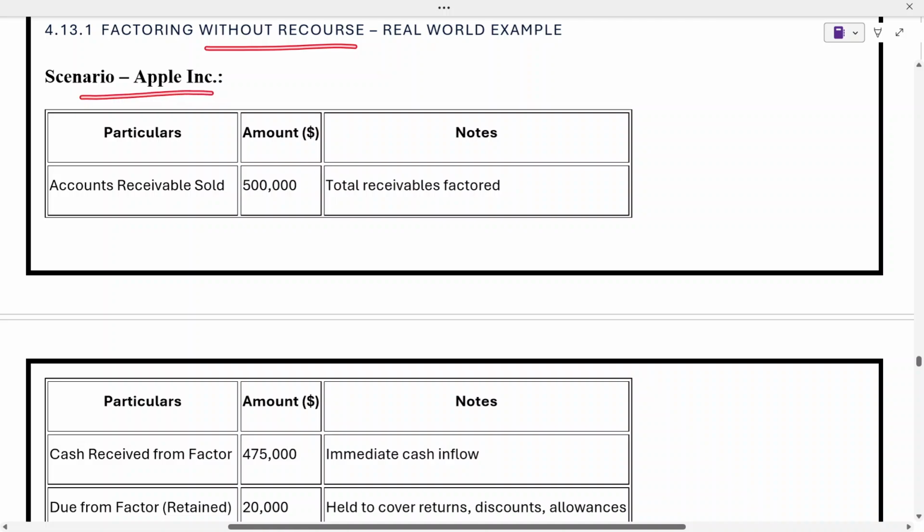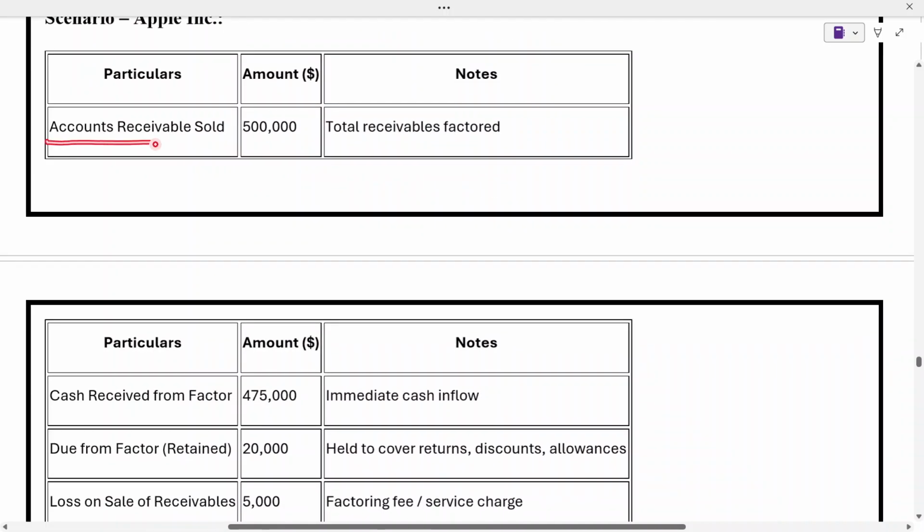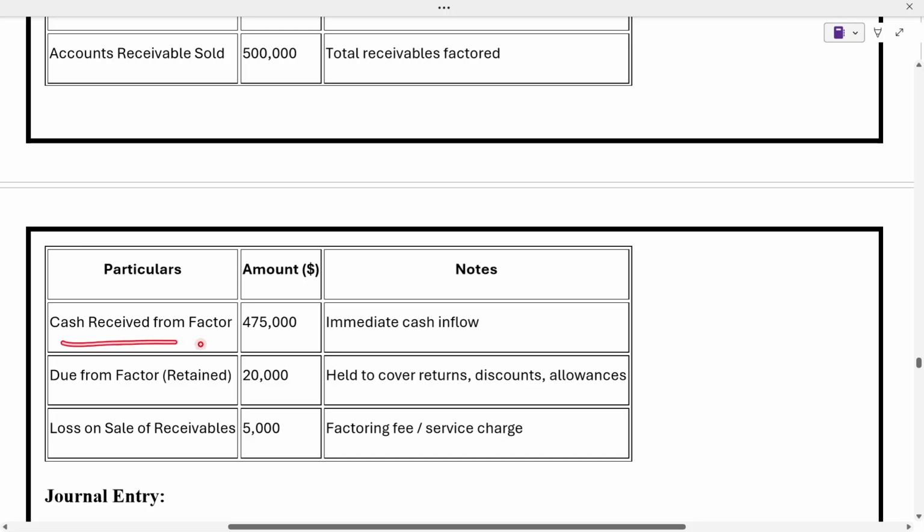Okay, so let's see the example of Apple Incorporation, that has accounts receivable of $500,000 and has sold it to a factoring company. The factoring company has paid them $475,000 in cash, that is the immediate cash flow. And due from factor is $20,000. The factor hasn't paid this $20,000, but has kept it as a security deposit with themselves, because in case the $500,000 doesn't get paid up, and only some of it is paid, the factor always wants to have some safety for themselves.